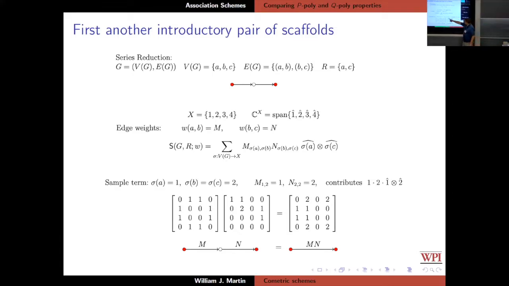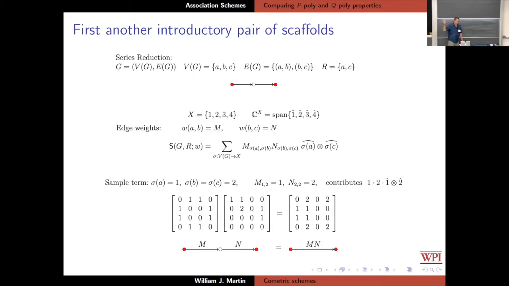And just a sample term. So in the sum, there's the function sigma that sends A to 1 and B and C both to 2. And that contributes the 1, sigma of A, sigma of B hat entry of M. A 2 right here is the 2, 2 entry of N. And we only hold on to sigma of A hat and sigma of C hat. So this is this number here, which I identify as the matrix with a single non-zero entry. Okay, so I'm going to just treat these as second order tensors.